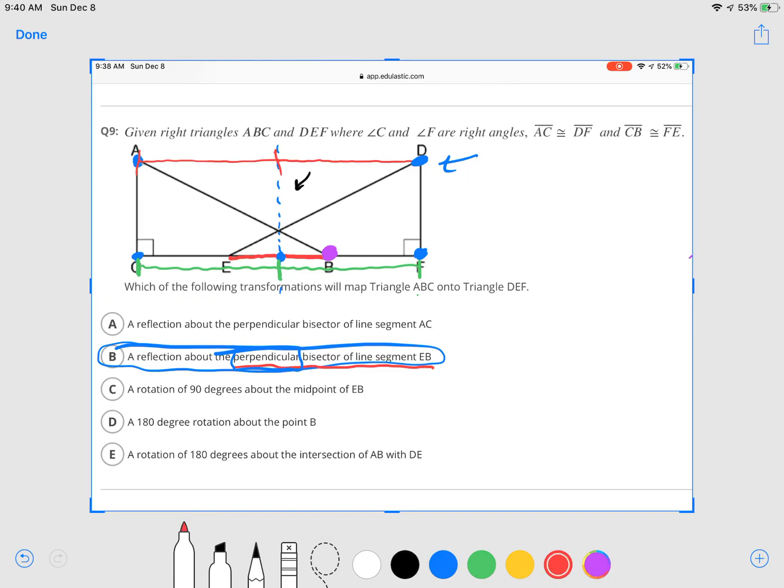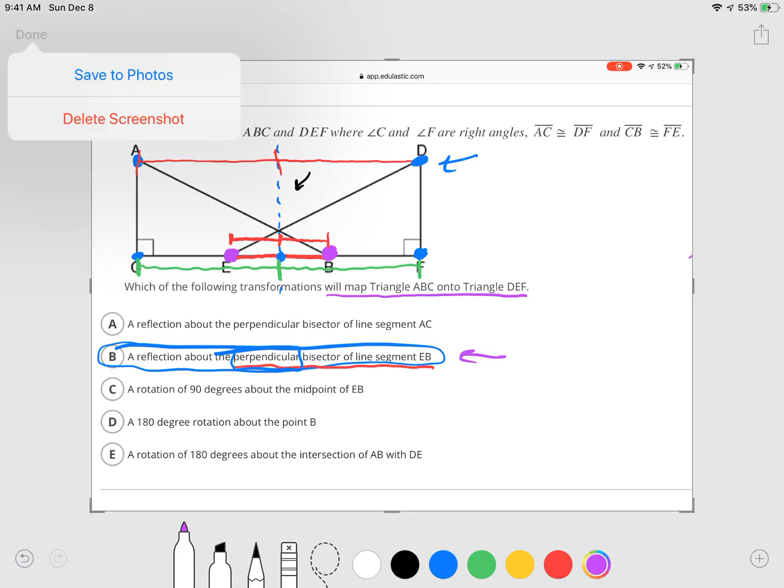But it's still the same process. So we have this point B. We have to see how far it is from the line of reflection. It's about that far. So we have to go the same distance the other way. So the point B will land on top of the point E. Okay, so all 3 points of ABC land on top of all 3 points of DEF. Therefore, this reflection will map triangle ABC onto triangle DEF. Okay.